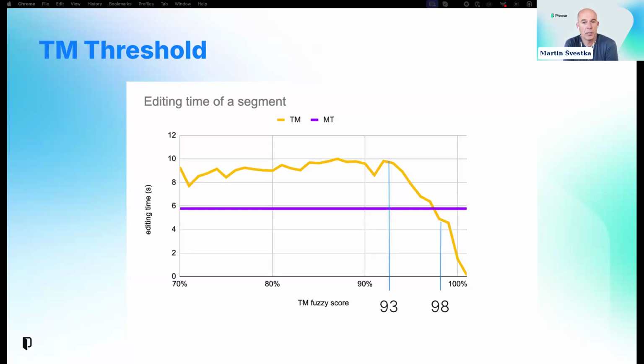And actually, the way that we are collecting the data in this chart is a little bit disadvantageous for MT, because MT tends to be longer segments. We also measured that. If you normalize per word, the purple would actually beat the orange even earlier, with even higher scores. But we are leaving it at the segment level to make it simple to understand what the chart represents. So 98 is kind of the magic number.